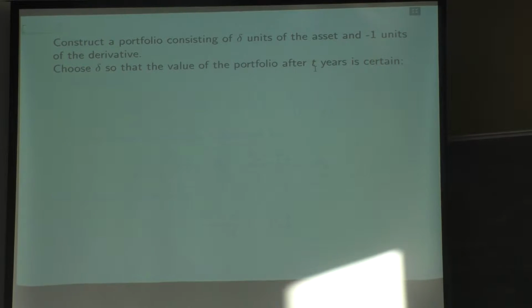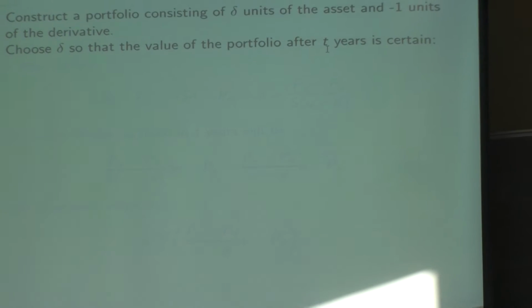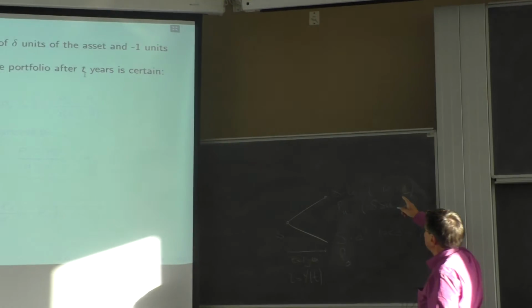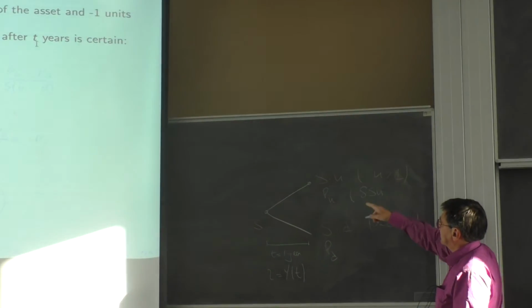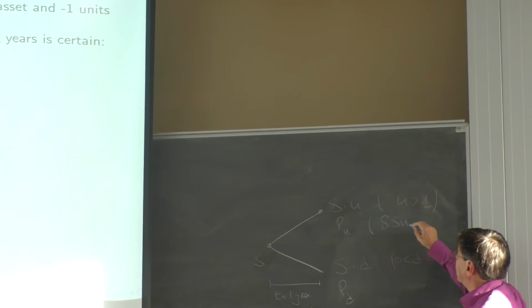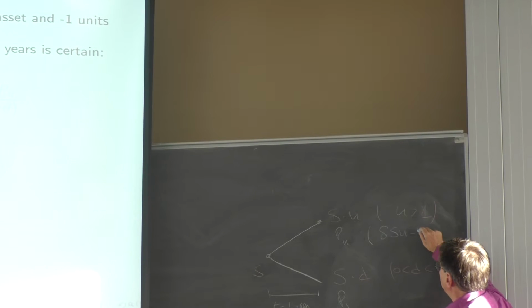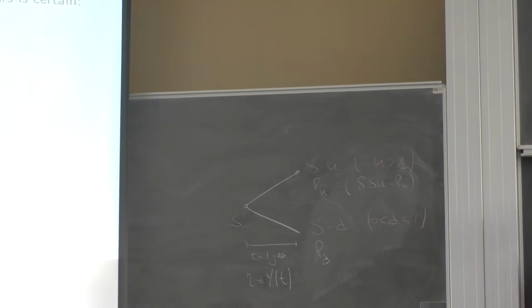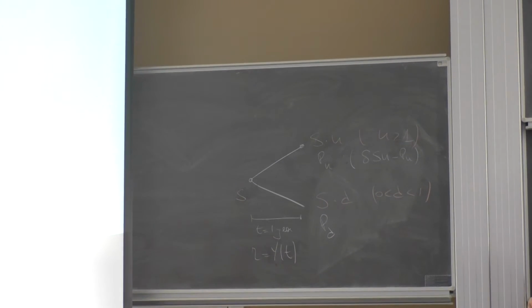So let's write down the value of the portfolio in the up state of the world. Let's do it in blue. I'm going to have delta shares. Each one of them is going to trade for S times U. And I'm going to have -1 derivative. This -1 derivative is going to cause me a loss of P_U, so I have to subtract P_U. So that's the value of the portfolio in the up state of the world.